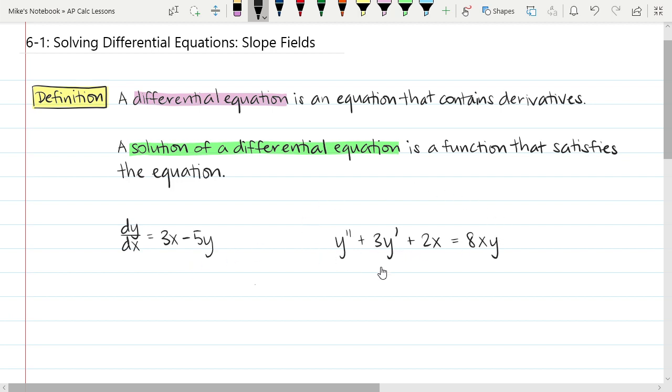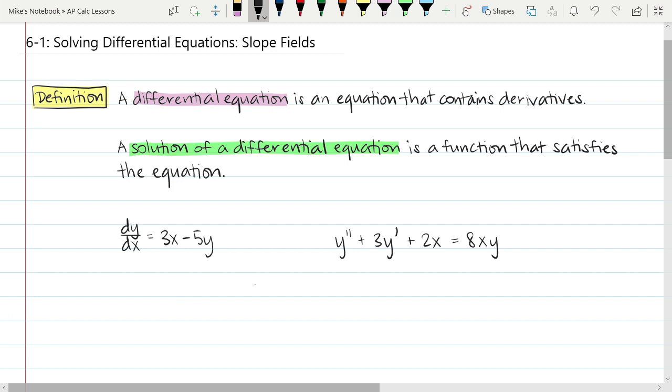This is another example of a differential equation. Notice in this case it includes y double prime, it includes a y prime, and again it's an equation because it has an equal sign. So that's all that a differential equation is. So they can take on many different forms, they can look like a whole bunch of different things, but it will always include some sort of a derivative, whether it's using prime notation, or this dy/dx kind of a notation. Okay, so now what does it mean to be a solution?